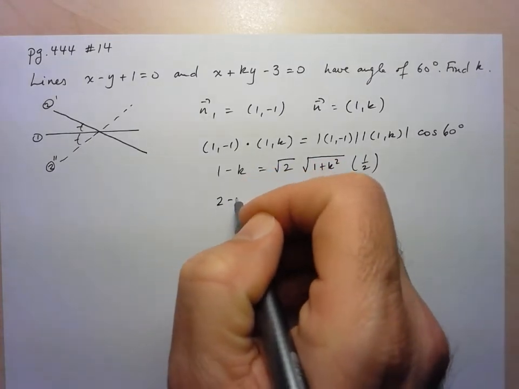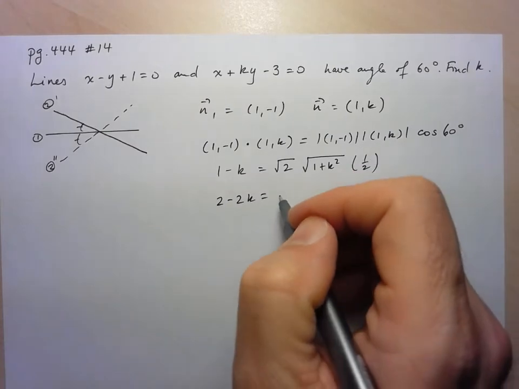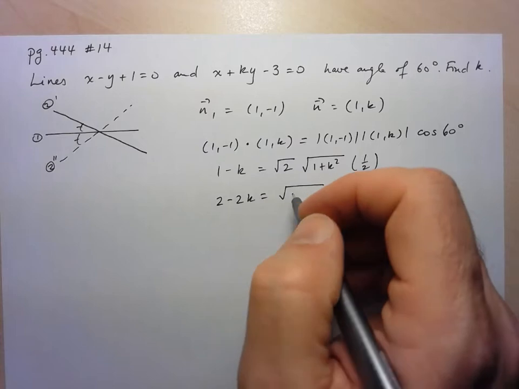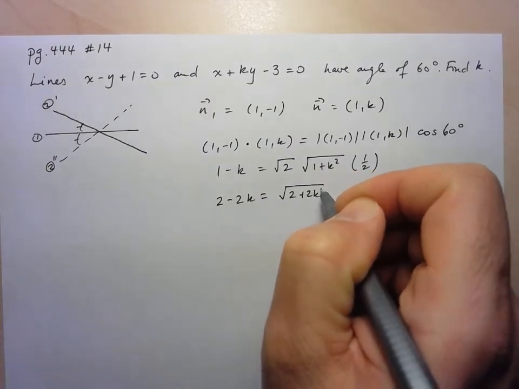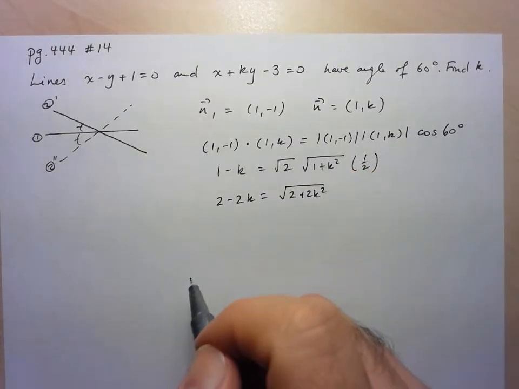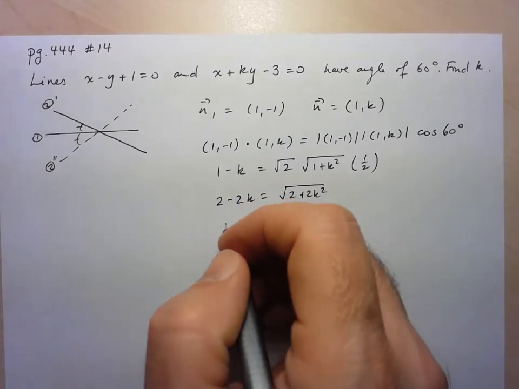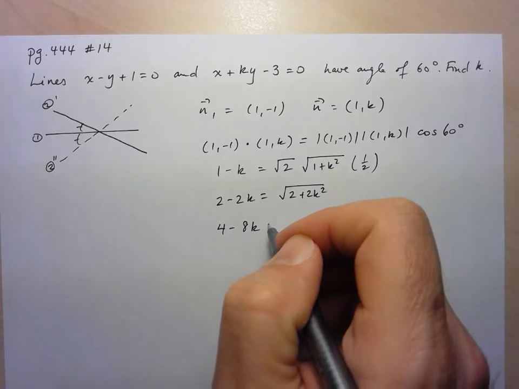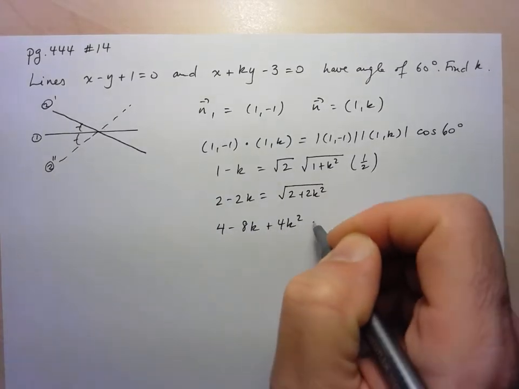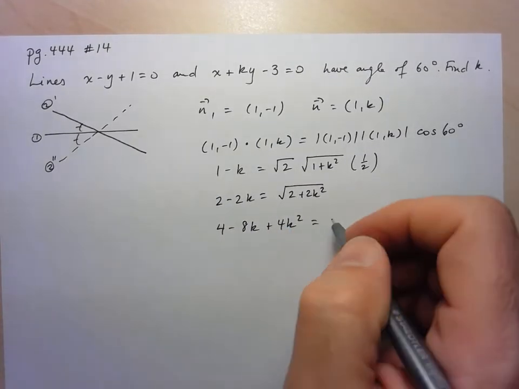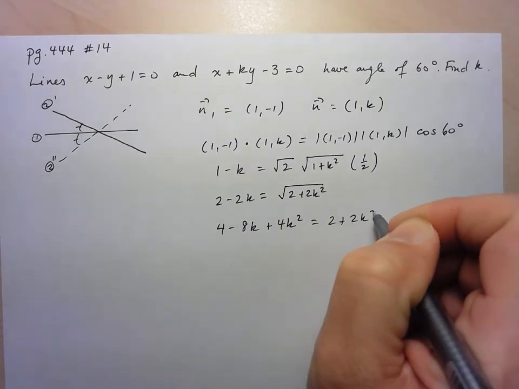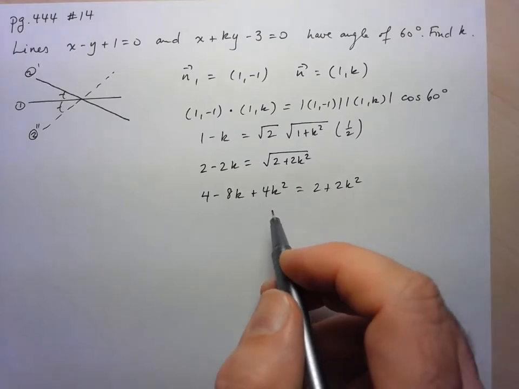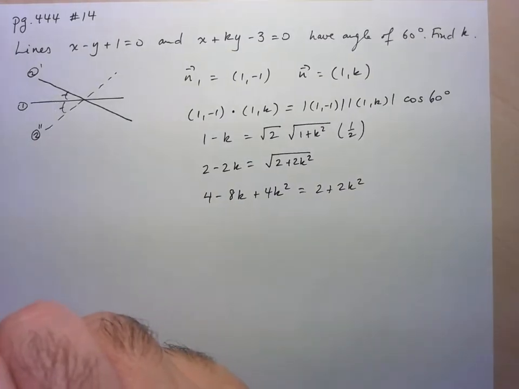So this will become 2 minus 2k, and this here, if we multiply it out, since we can do that when we're multiplying radicals, just gives us the square root of 2 plus 2k squared. Now I'll square both sides. Squaring this side, we end up with 4 minus 8k plus 4k squared, and on the other side we just get rid of the square root, so 2 plus 2k squared. And lo and behold, what do we have? A quadratic equation. So it looks like we had the right idea that there might be two answers here.